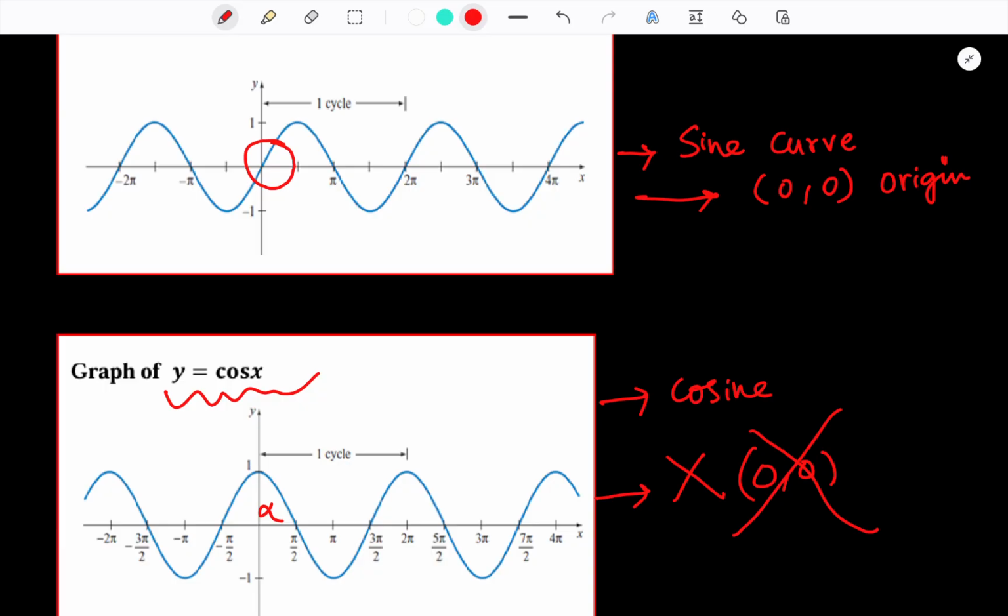What is the next thing you found? The next thing you find is this one. Can you see that? There is a 1 here. There is a minus 1 here. There is a 1 here. There is a minus 1 here.